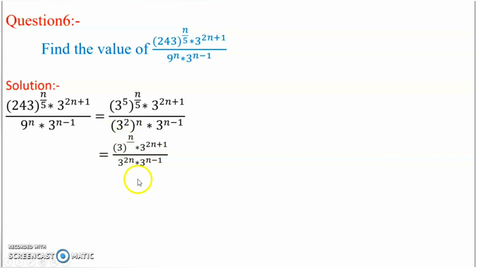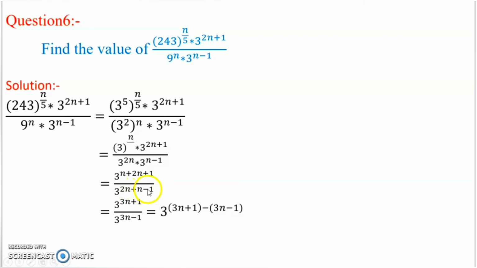Now how to simplify this? Again the bases are the same, so you can just add the powers. So this will be n plus 2n plus 1, and this will be 2n plus n minus 1. So this will be 3 raised to n plus 2n plus 1, 3 raised to 2n plus n minus 1, and this is nothing but 3 raised to 3n plus 1, and this is 3n minus 1.